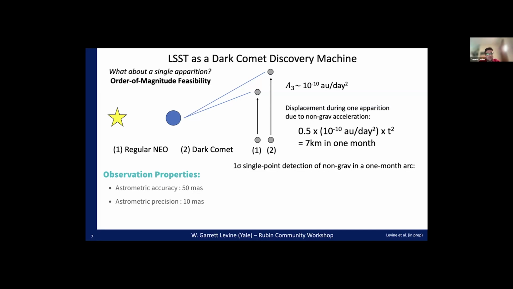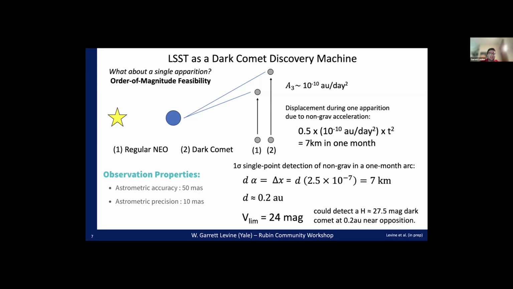So if we want to just detect this at 1 sigma, knowing that we can build up our signal with multiple detections of the same object, the small angle approximation tells us that we can see this from about 0.2 AU away, which means that with LSST's V limit of 24th magnitude, we can detect an H of 27.5 magnitude dark comet at 0.2 AU near opposition. Now that sounds pretty amazing, and that's because LSST is going to be an amazing system.